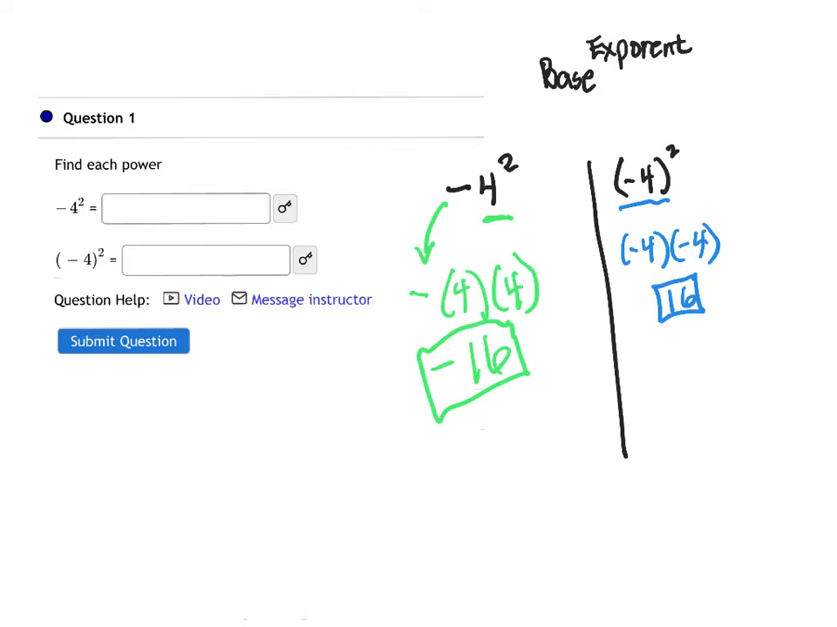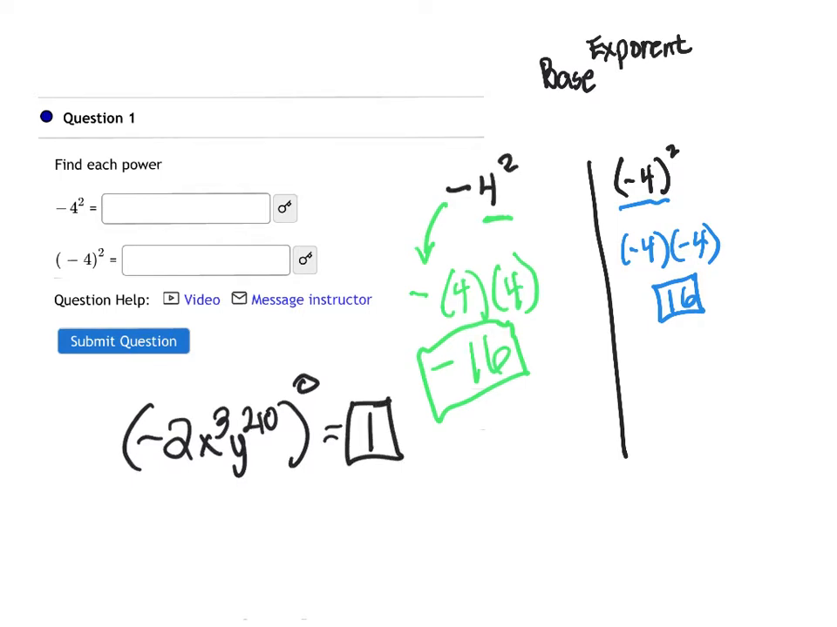Also, on a side note, anything raised to the 0 power, you could have a huge number in here with lots of exponents and all kinds of things in here. But if it's raised to the 0 power, the answer will always be 1. So keep that in mind.